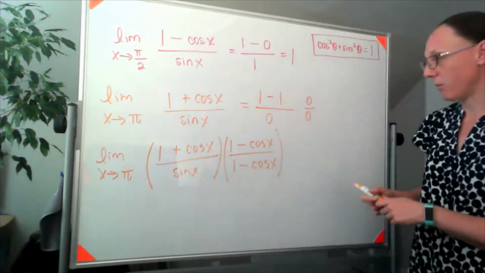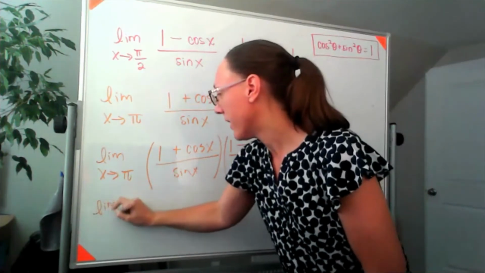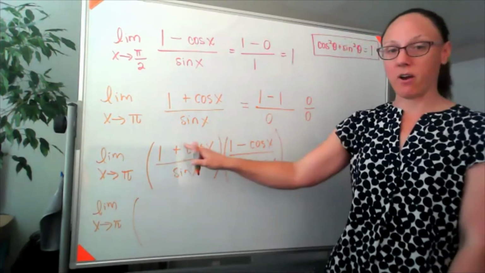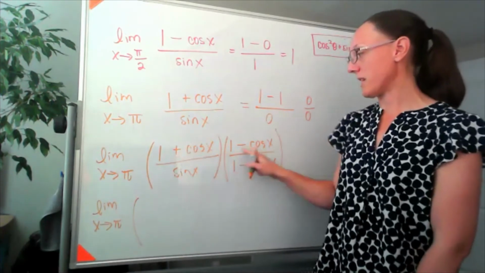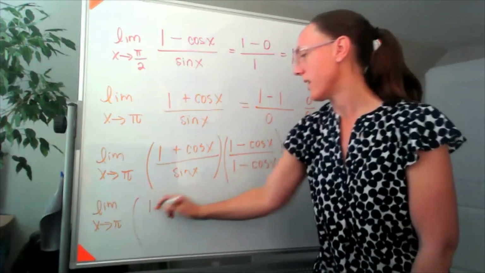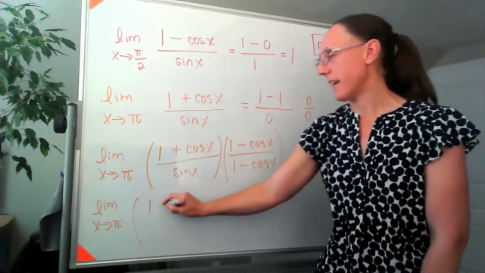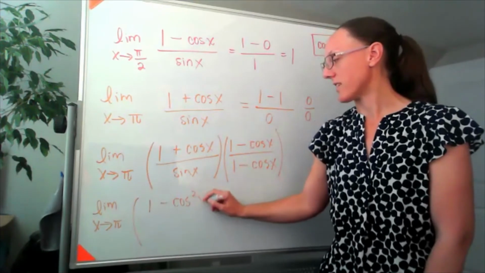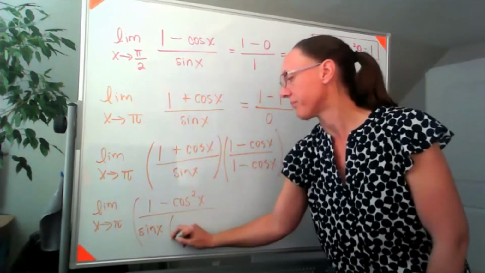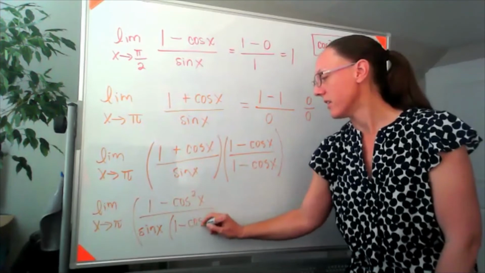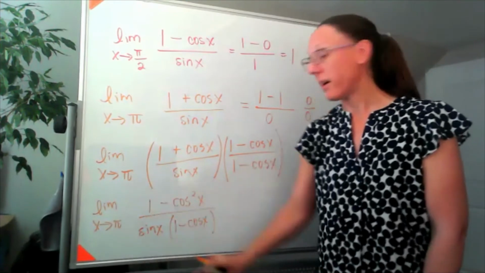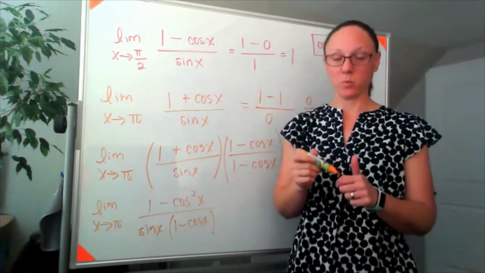Okay, if we keep rolling here, I've got the limit as x approaches pi. So in my numerator, when I distribute that out, because one's plus and one's minus, I know those middle terms are going to cancel. So 1 times 1 is going to give me a 1. Cosine x times negative cosine x is going to be a negative cosine squared x. In the denominator, I still got that sine of x term, but I've also got 1 minus cosine x. And I'm not going to distribute that out, because I'm hoping that the sine of x will cancel.